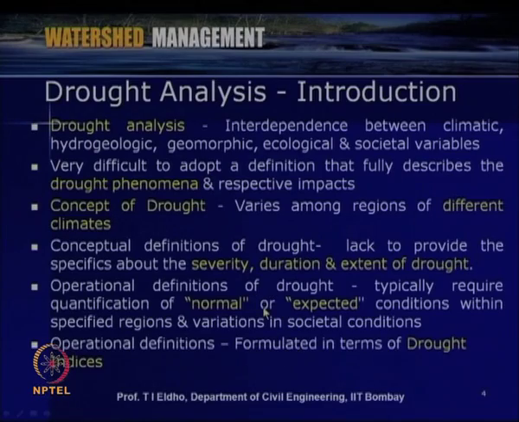As I mentioned, one of the tools we generally use for drought analysis is drought indices. These are formulated by considering various aspects like the climatic aspects, hydrogeological aspects, geomorphic or ecological aspects. Generally, when we deal with drought analysis, one of the most important aspects we will be looking at is the hydrological drought. In the last lecture we were discussing the meteorological drought, hydrological drought, agricultural drought, like that.